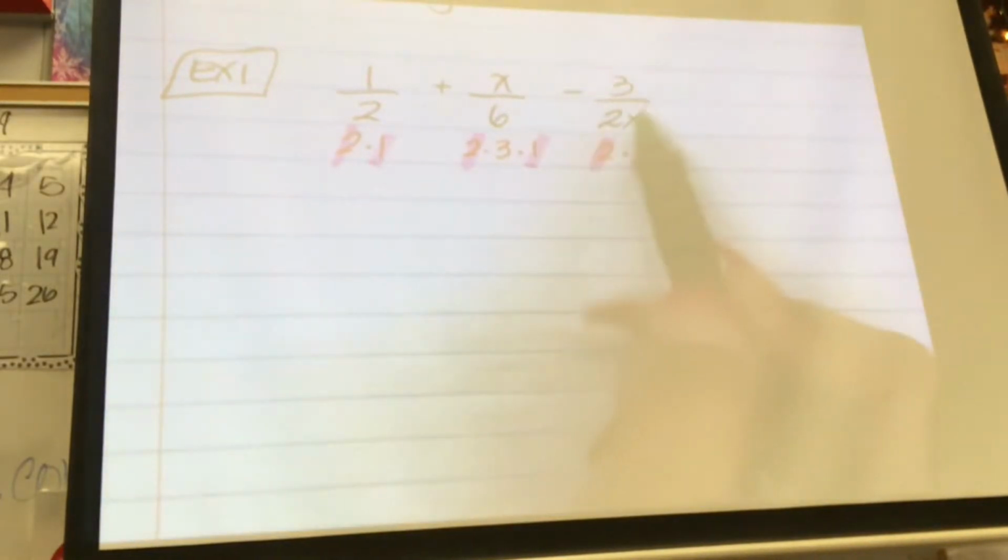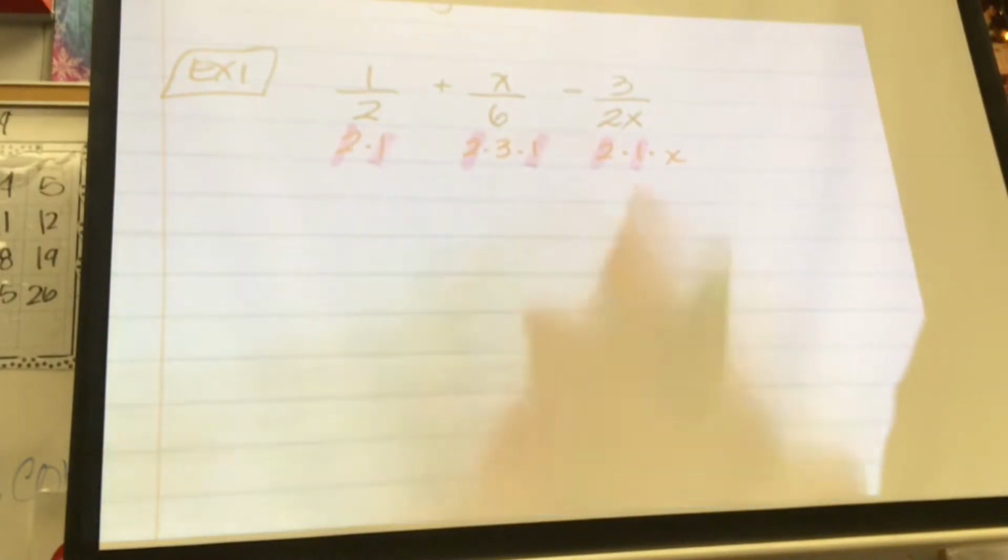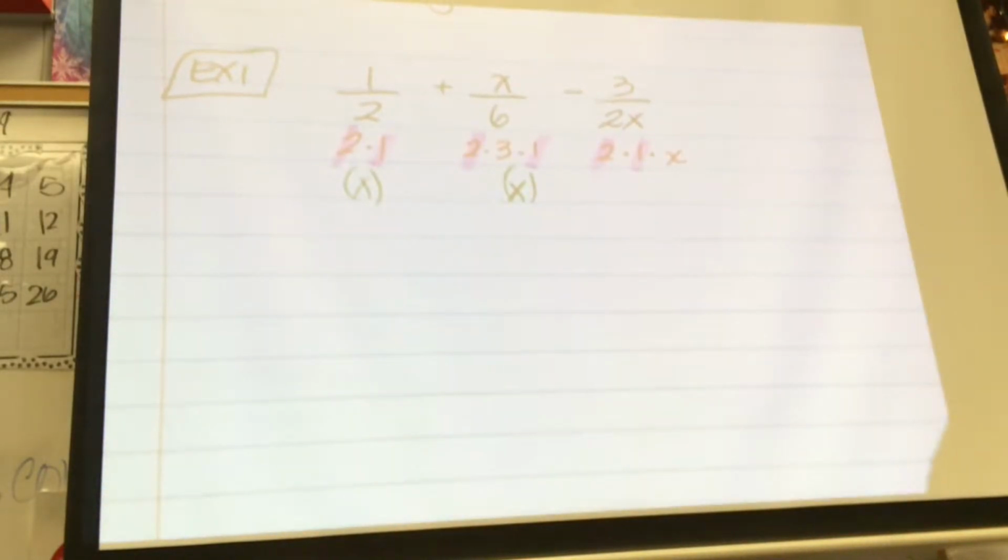I noticed that my third fraction over here has something that the rest do not have. What does this guy have that the rest does not? X. So since this guy has an x, you need to give this guy an x, and you need to give this guy an x. But whatever you do to the denominator, you have to do to the numerator. You can't just do it to the denominator because now you've changed the value.